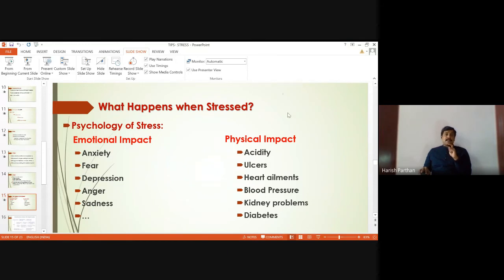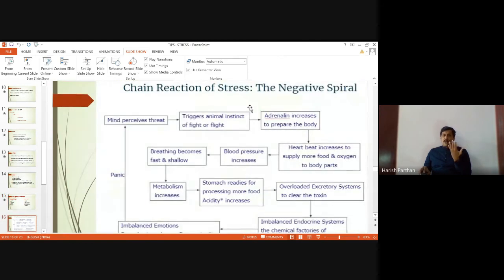Yeah. So this is the problem with stress. If you are overstressed, you are not able to handle the stress, right? When things are not happening in your favor, when you are not getting what you want, when you are not up to the mark, then naturally it happens. So how to come out? See, this is a chain reaction. I've just made a small thing. See, your mind perceives a threat.